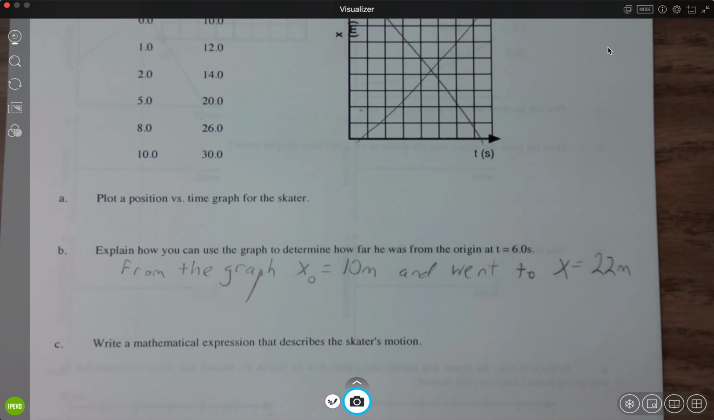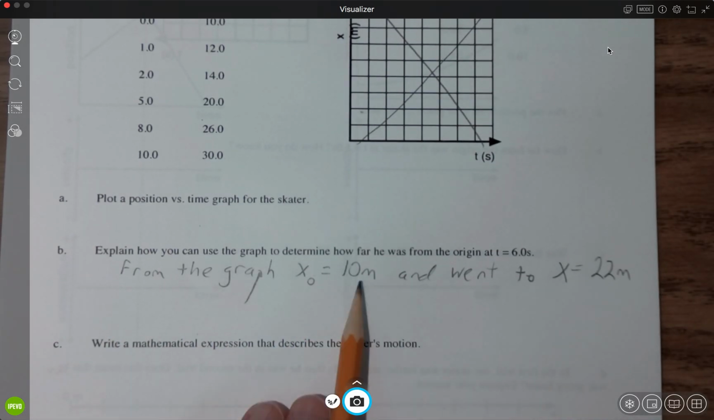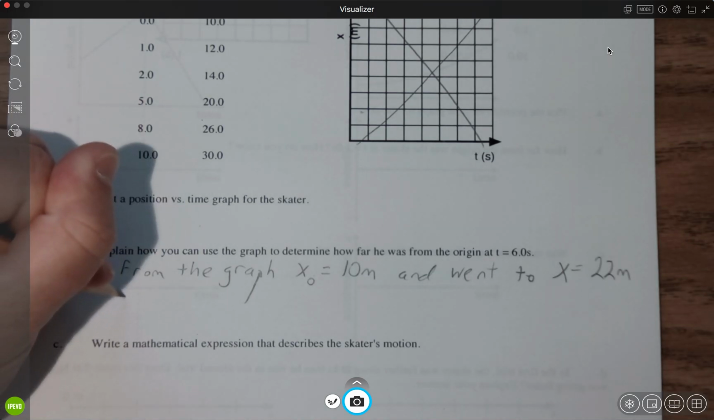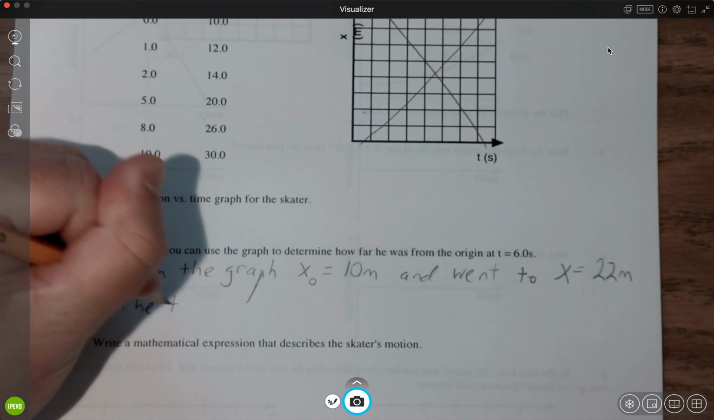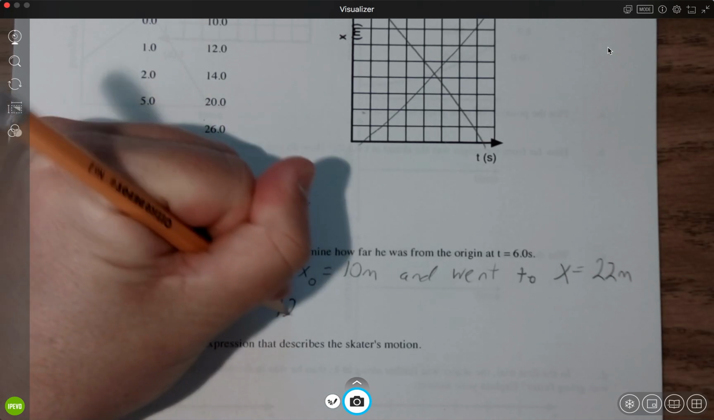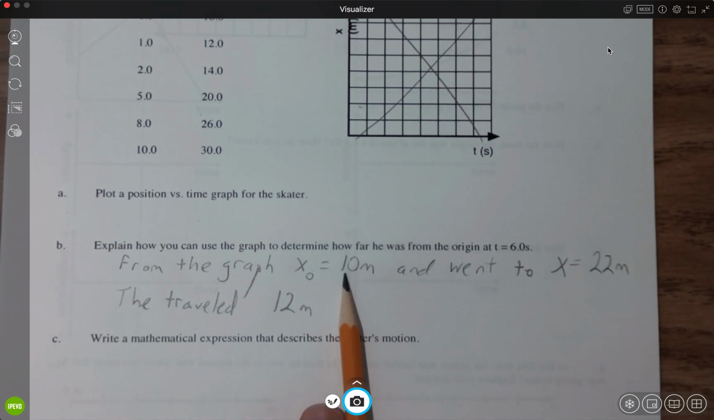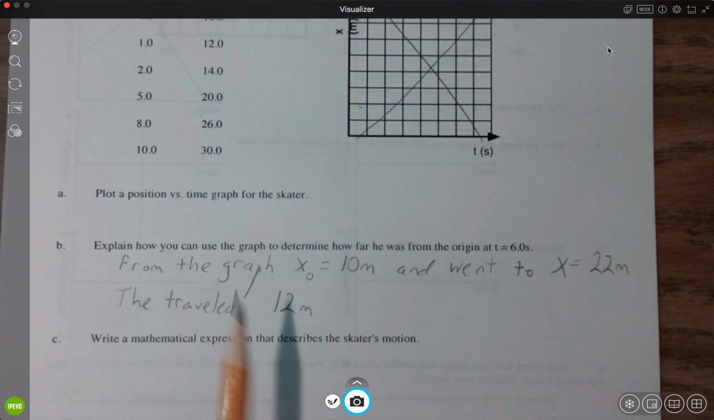And we can then say, well, how far did they go? Well, it's going to be 22 minus this 10. And so they traveled then 12 meters. That's how far they're displaced. So they went from 10 to 22 and they traveled 12 meters.